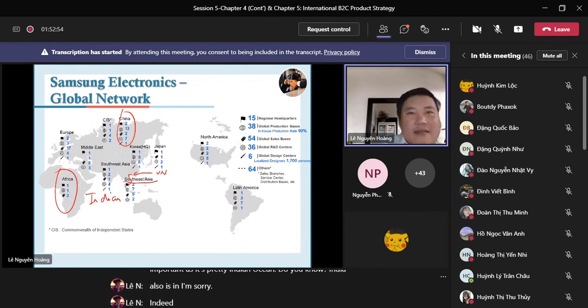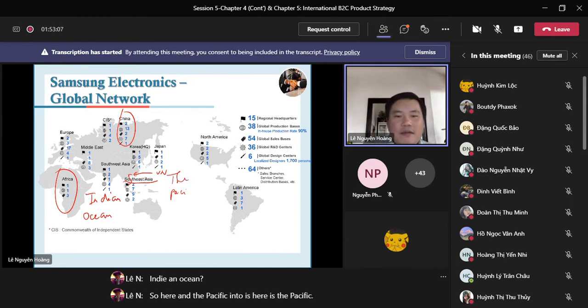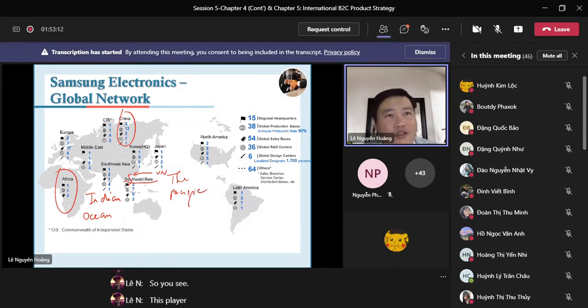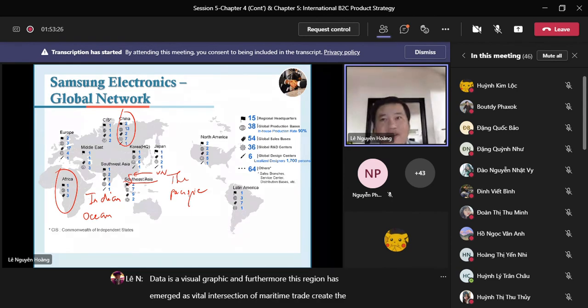Indian Ocean. So here, and the Pacific in the east. Here is the Pacific. So you see, it's playing a very important strategic role due to its geography. And furthermore, this region has emerged as a vital intersection of maritime trade, connecting the country producers of natural resources with consumer states.